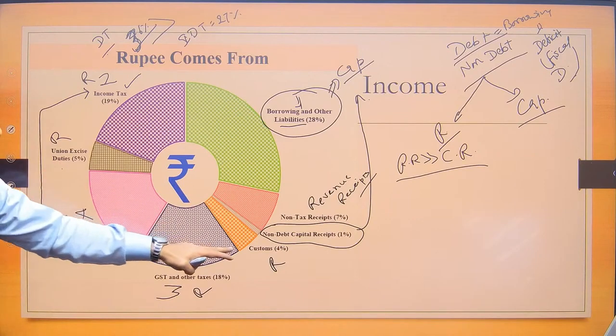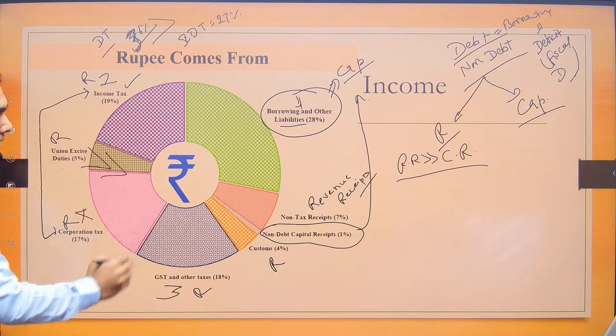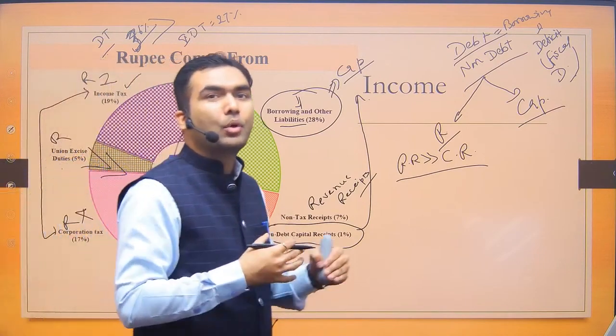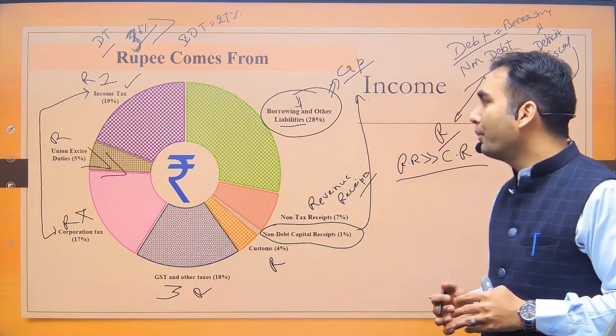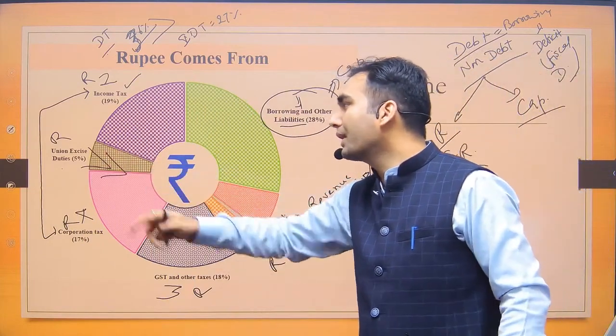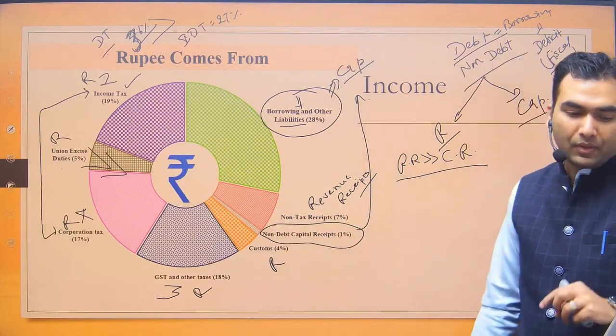Between excise and customs also, you need to memorize that excise is more than customs. Customs duty is imposed on imports and exports. Excise is usually on petroleum products. So we have more taxes on petroleum goods. So excise duty collection is more than customs duty collection. Okay.